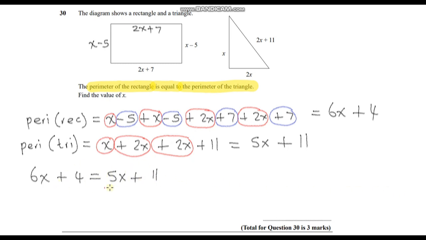So if we take away 5x from both sides, I'm putting all of the x's on the left hand side. Now we're left with x plus 4 equals 11. And now if we subtract 4 from both sides, that leaves us with x being equal to 11 minus 4, which is 7. So find the value of x. x is 7. And you can double check your answer. What you could do is substitute 7 into your expressions to work out the perimeters of both shapes. And if you do that, you should get the same perimeter for both shapes.